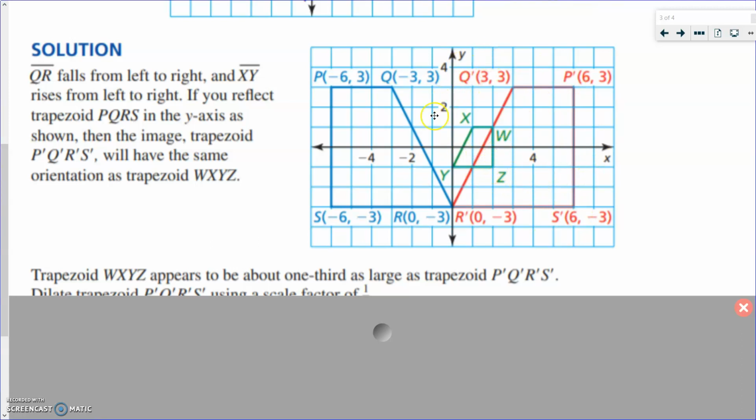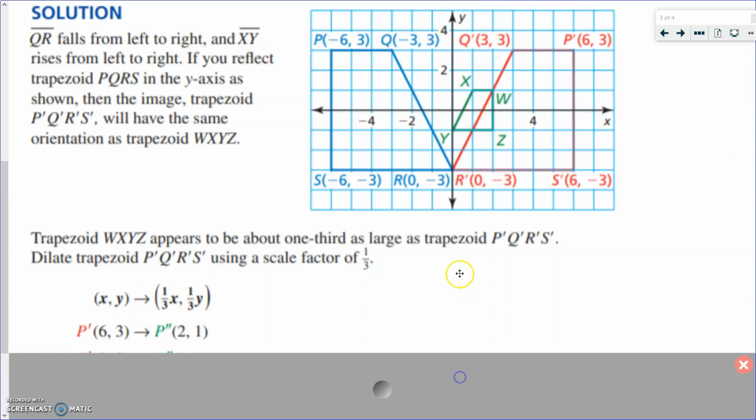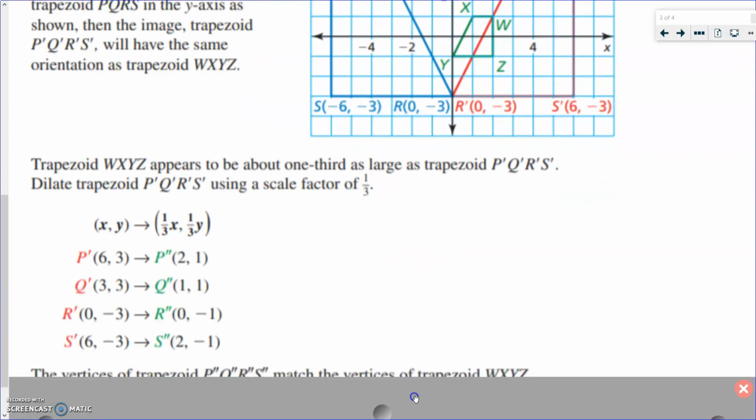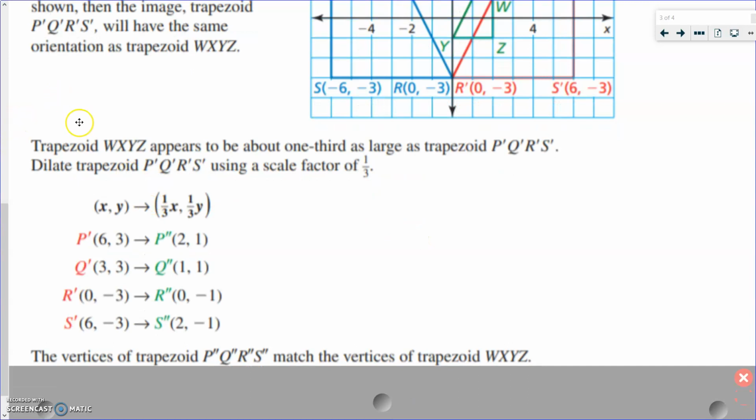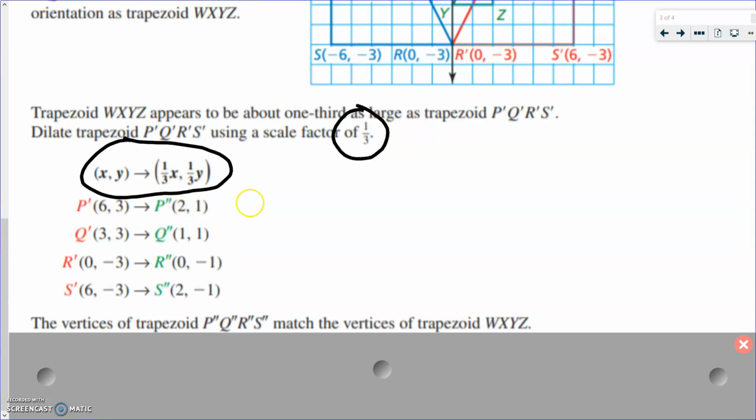So what I want you to understand is that we're shrinking by dividing, and the way that I got to 3 was just trial and error. We can divide by 2, we can divide by 3, and we keep on going until we end up at our smaller points. So trapezoid WXYZ appears to be about 1/3 as large as trapezoid PQRS, so that's how we divide by 3. Another way of dividing by 3 is by multiplying by 1/3. And so the directions to find our new points would be to multiply everything by 1/3 or divide by 3. So from P prime to P double prime, and that's how we found all our new points.